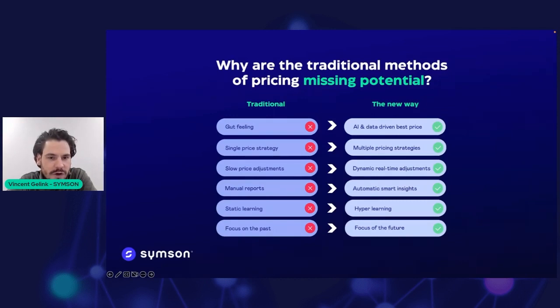So what we see here is gut feeling, single price strategies, and that you don't have fast adjustments, but slow adjustments, that you have to do some manual work in making your reports, and that there's a static learning and mainly focused on the past and also the current situation just to prevent errors.